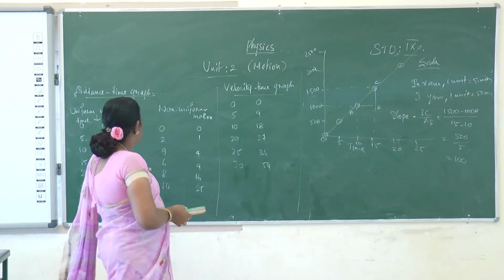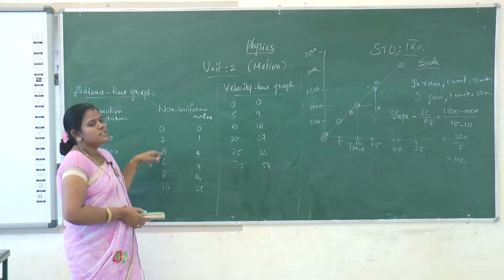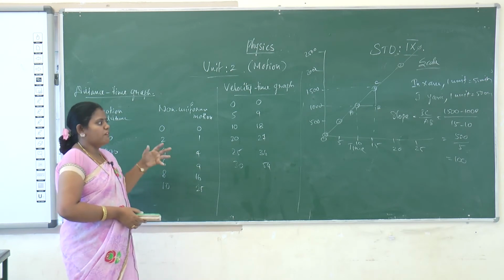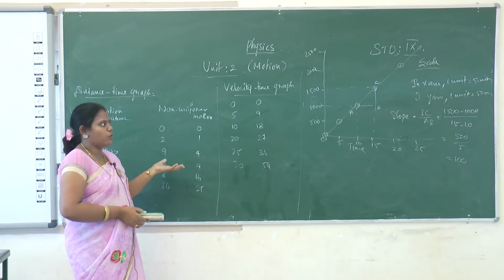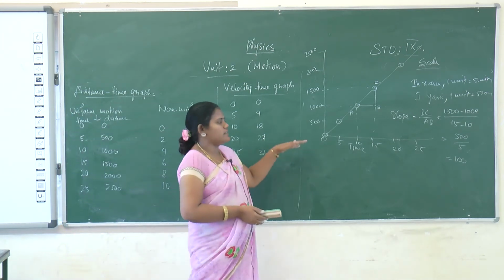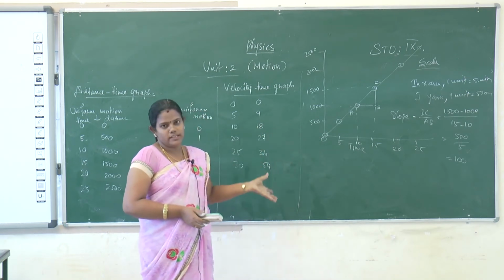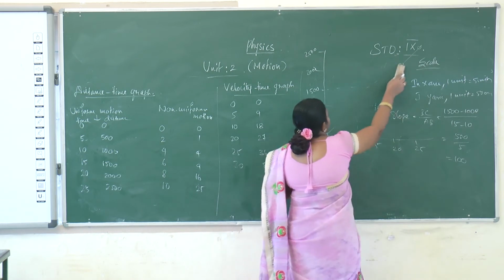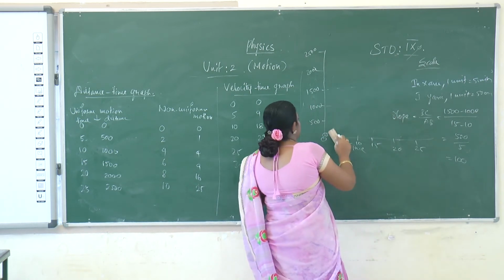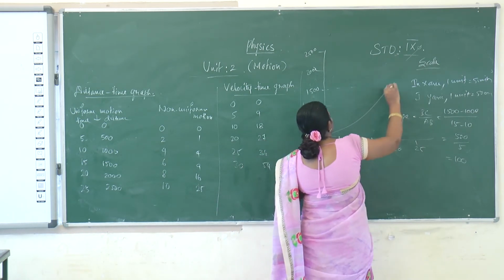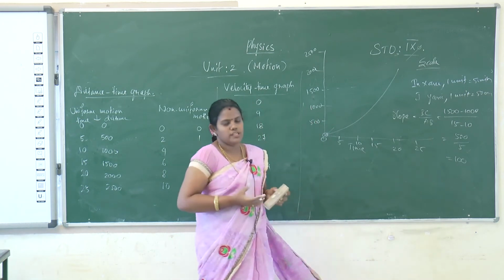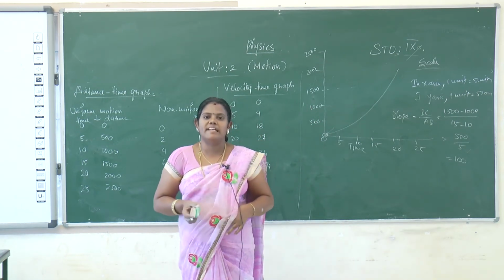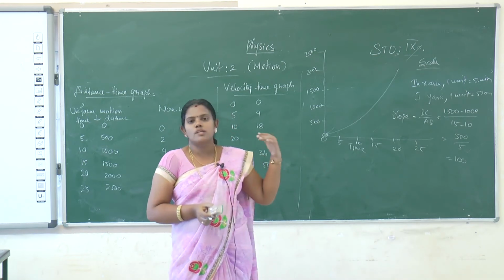Next, the distance time graph in non-uniform motion means the object covers unequal distances in unequal intervals of time. So the graph will not be a straight line. It will be in a bending form, like this. So it will be a parabolic curve, not a straight line. So for non-uniform motion you will get only a parabolic curve, not a straight line.